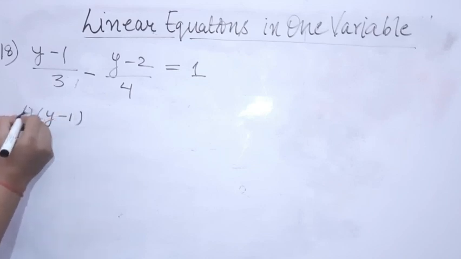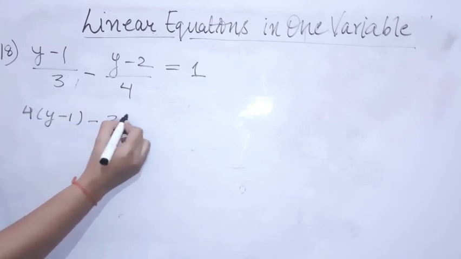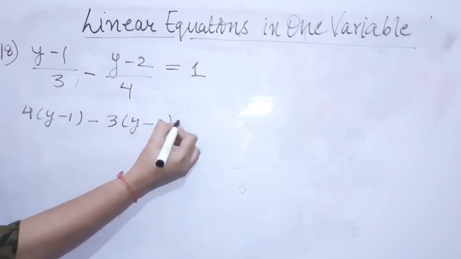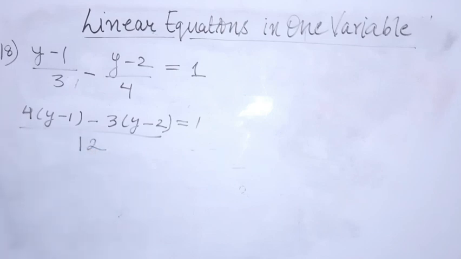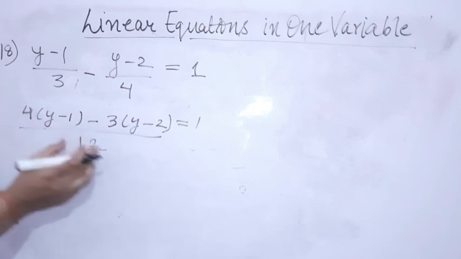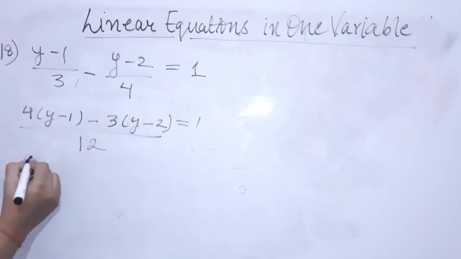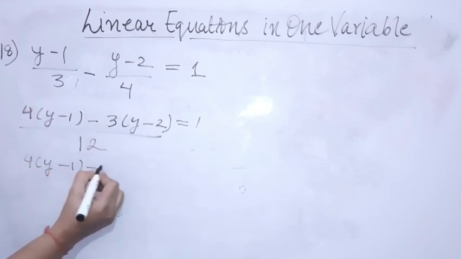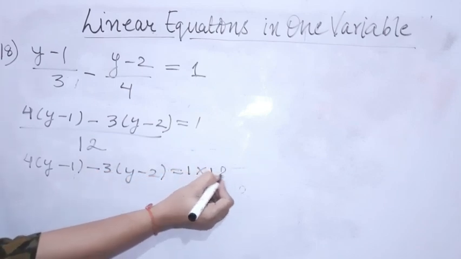Now, to make it 12, 3 has to be multiplied by 4. Same goes with the numerator also. To make it 12, 4 has to be multiplied by 3. So, upon 12, now we have a common denominator. Now, this 12 is in division with this numerator. Once it will go on the right hand side, it will be in multiplication. So, now it will be 1 multiplied by 12.